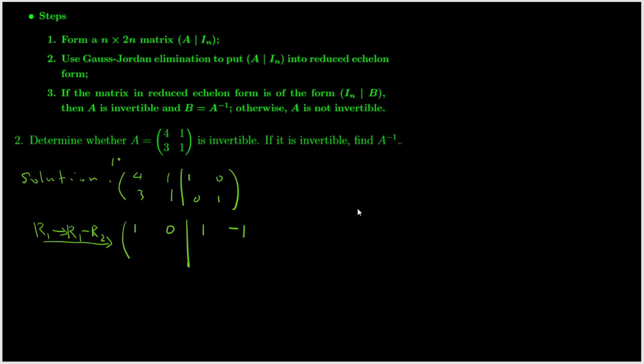For the people who missed the first week class, this notation means new row 1 becomes old row 1 plus -1 multiple of row 2. I think I said that right. Row 2 is not changed. 3, 1, 0, 1, I think.